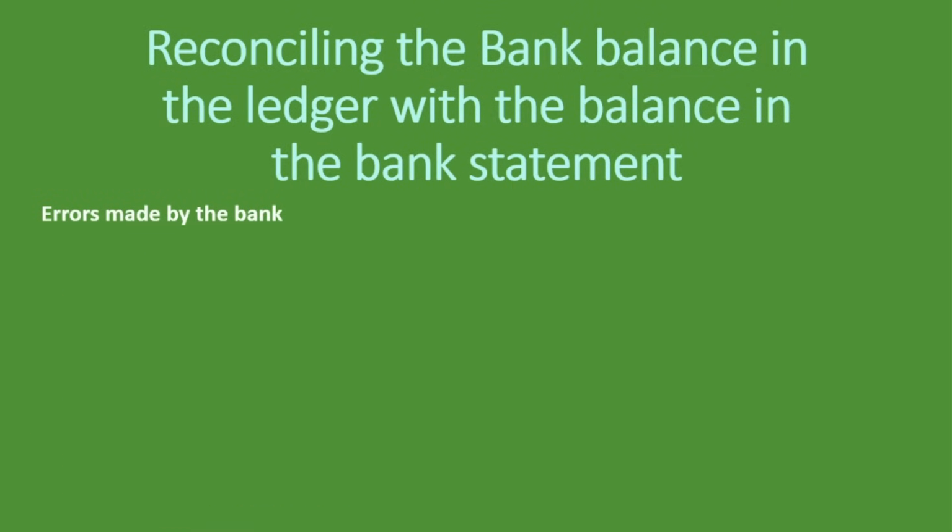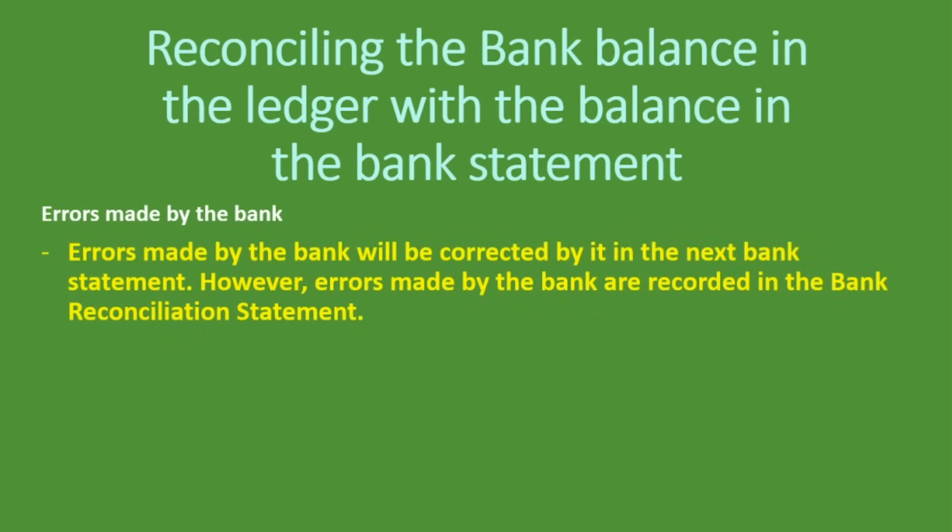Errors made by the bank. Remember, if errors are made by the bank, the error should be corrected in the bank reconciliation statement. So errors made by the bank will be corrected by the bank in the next bank statement. However, errors made by the bank are recorded in the bank reconciliation statement, just like I mentioned. And these are the theories of how you complete the bank reconciliation statement.